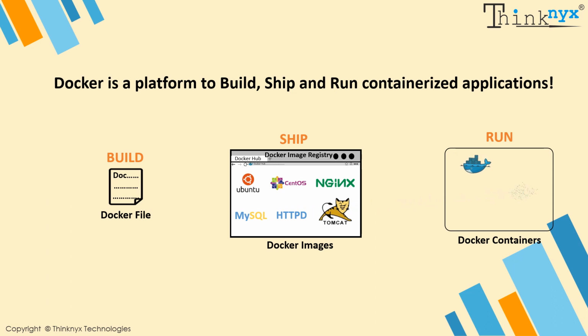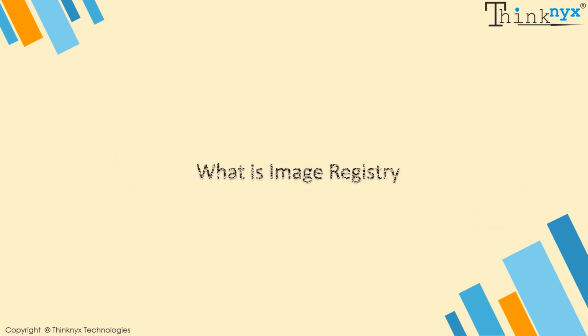A container is a running instance of your image. An image is a read-only template. The container is a read-write template. If containers are running, that means our applications are running. Thus, Docker is a platform as it not just helps us to create the containers, but also build, ship, and run the containerized applications. Let's talk about image registry.